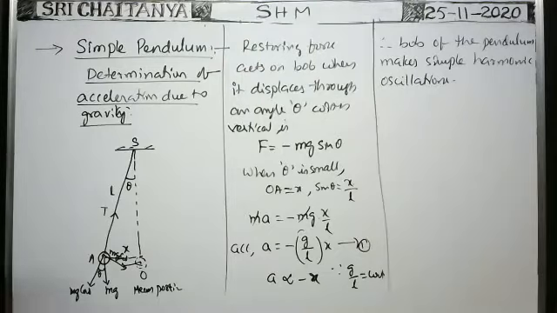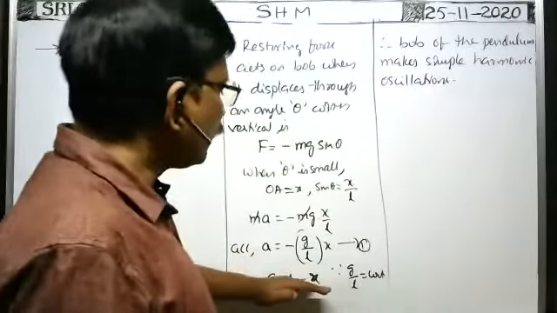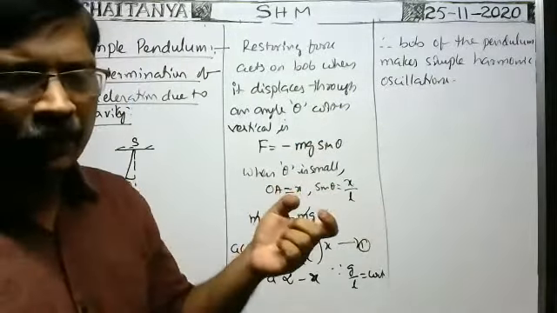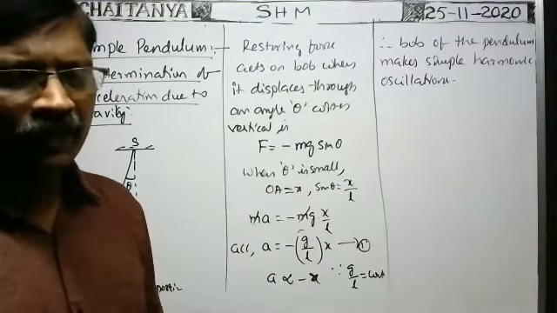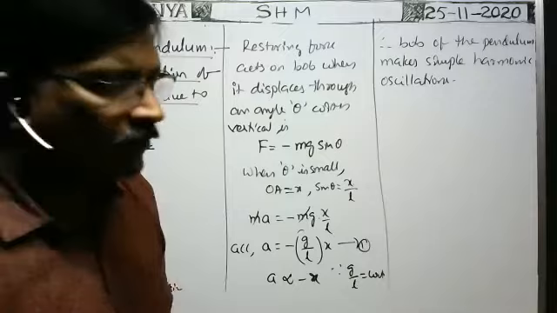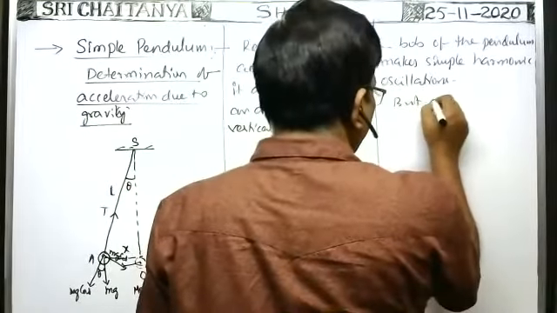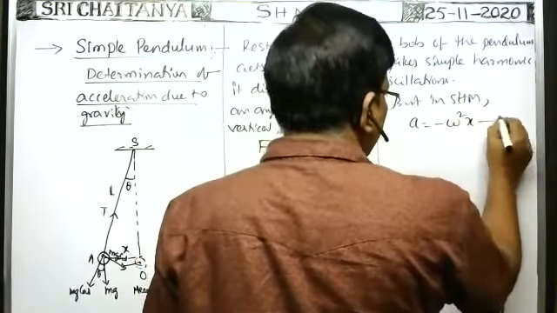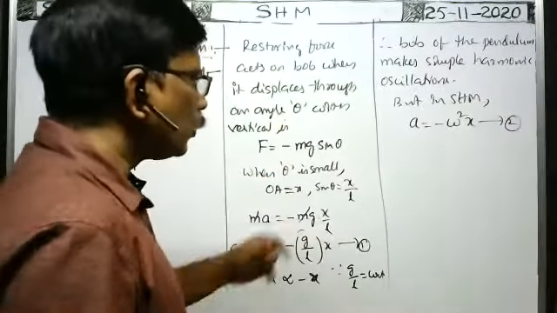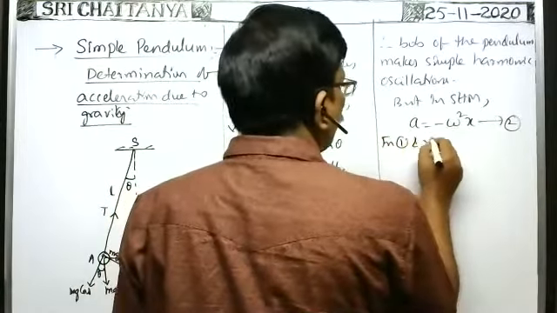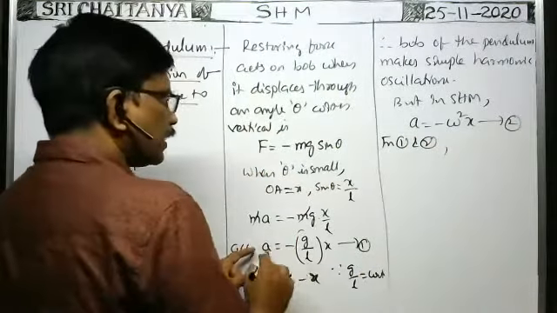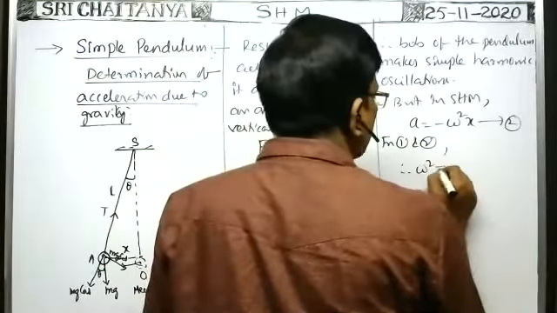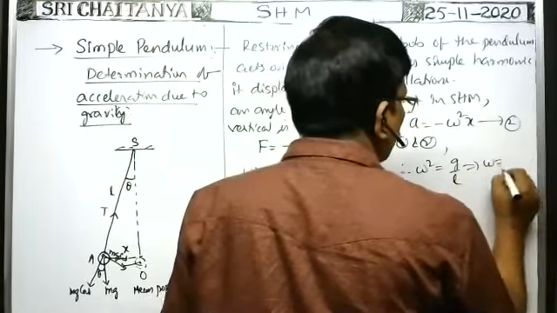Here, from this it is clear that the bob makes simple harmonic oscillations. In case of any body making simple harmonic oscillations, what is the formula for acceleration in terms of displacement? In SHM, for any particle, acceleration is equal to minus omega square into x. It is equation 2. Now we compare 1 and 2. When you compare 1 and 2, in place of a there is a, x is there. In place of omega square, g by l is there. Therefore, omega square is equal to g by l, which implies omega is equal to root g by l.